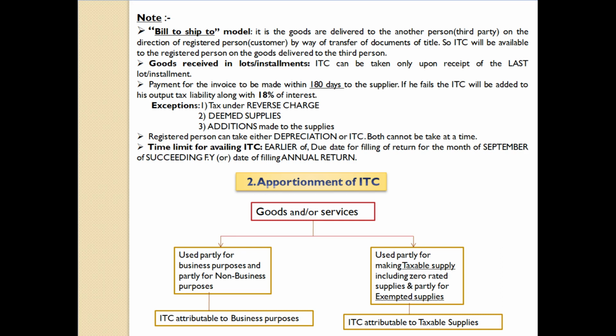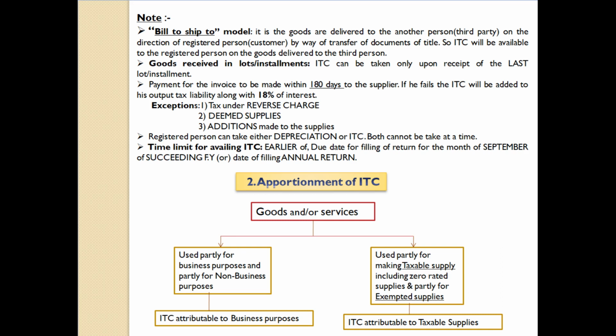But we have some exceptions to the payment within 180 days. They are when the tax is payable under reverse charge, in case of deemed supply of goods, and in case of additions made to the value of supplies. In all the above three situations, the payment within 180 days does not apply. And the next point is the person taking depreciation on capital goods shall not be allowed to take the input tax credit simultaneously. The dual benefit cannot be claimed.